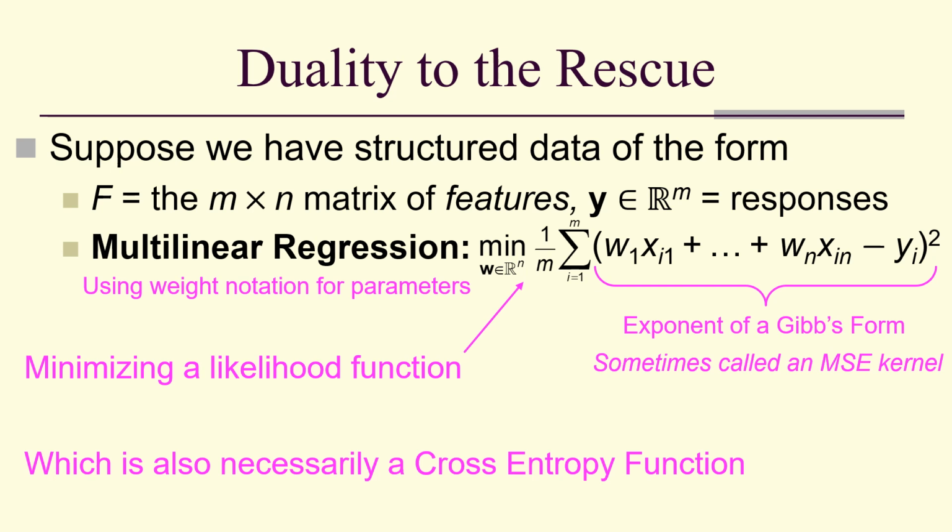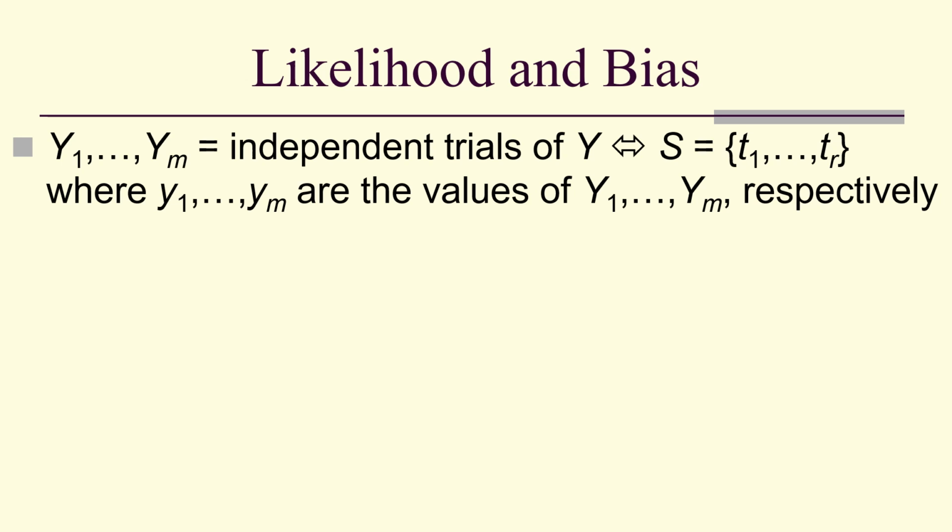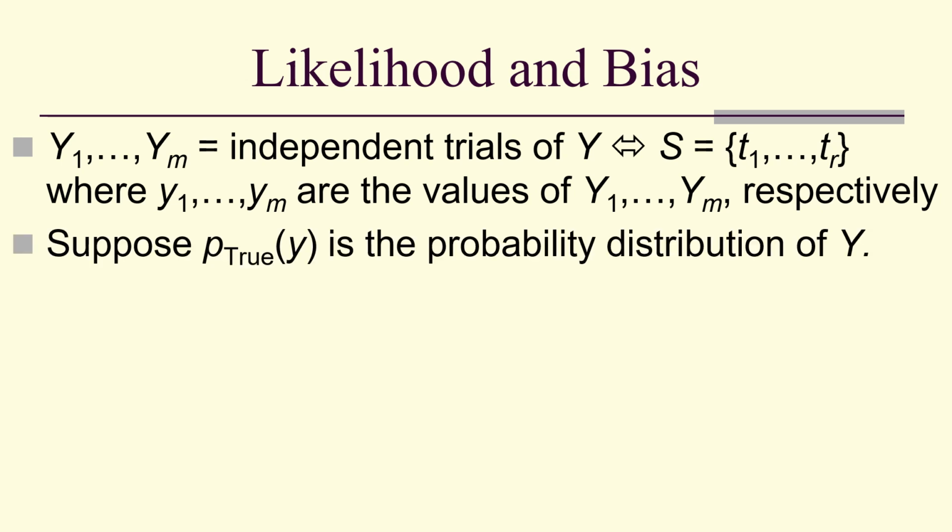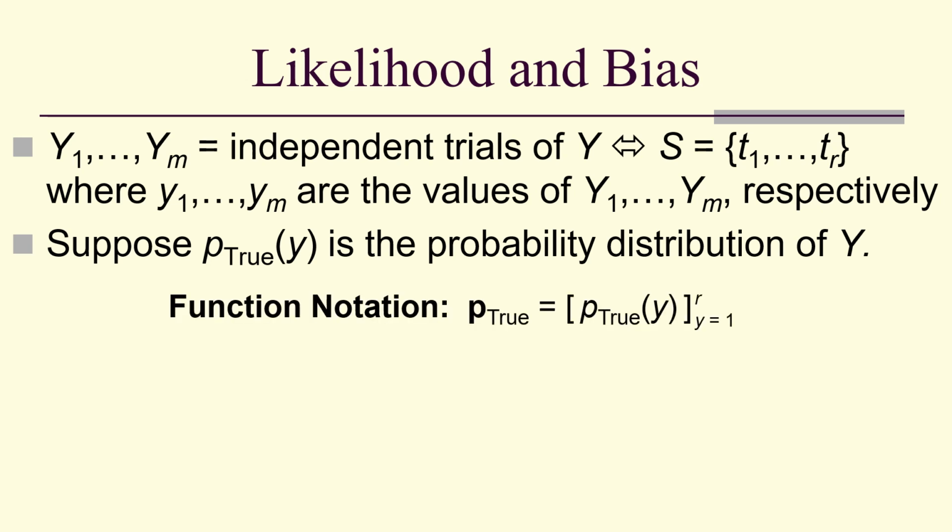So let's rethink this in terms of entropy and cross entropy. So given our independent trials, we're going to look for P true. This is the true probability distribution of Y, the one that includes everything in the universe that can influence the distribution of Y, not something we'll ever know, but something out there that's generating our trials. In function notation, we've been working with vectors for our probability distributions, and now we're writing in function notation, and that just simply means that P true of Y is the Yth coefficient of the P true vector.